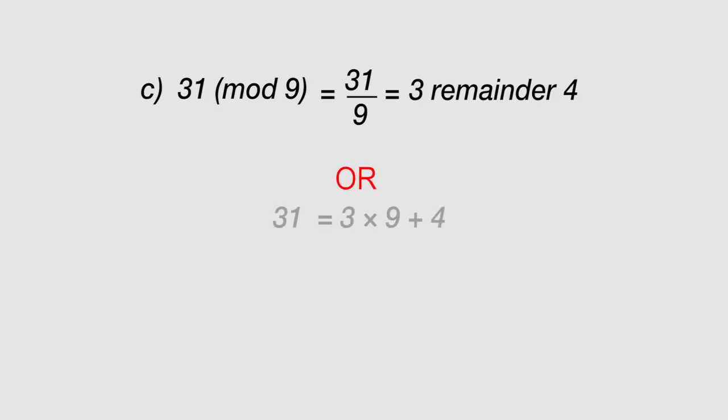Again, we want to write 31 in mod 9. So we divide 31 by 9, and we get 3 remainder 4. So 31 is equal to 4 in mod 9. The alternative method is to write 31 as 3 times 9 plus 4. And therefore 31 is equal to 4 in mod 9.